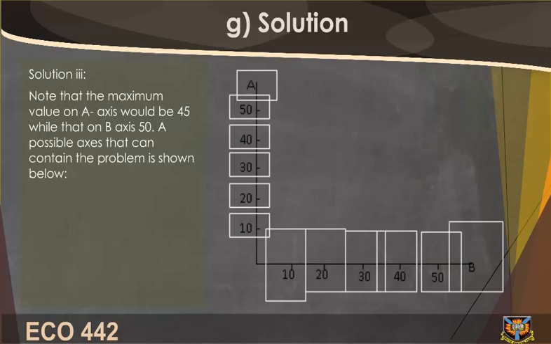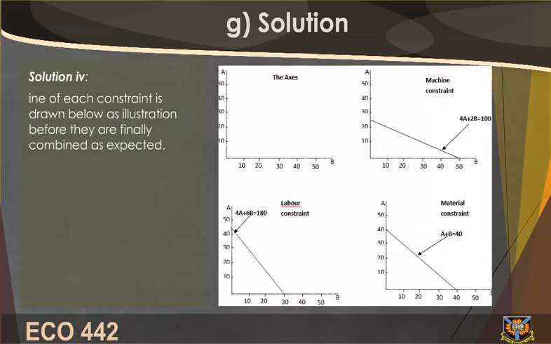Solution 3. Note that the maximum value on the A axis would be 45, while that on the B axis is 50. A possible axis that can contain the problem is shown below. Solution 4. The line of each constraint is drawn below as illustration before they are finally combined as expected.